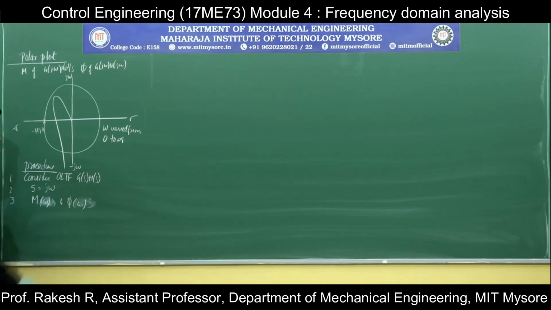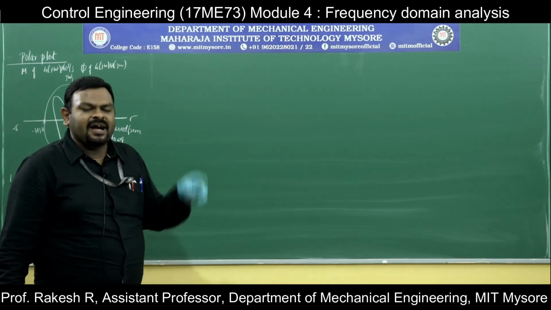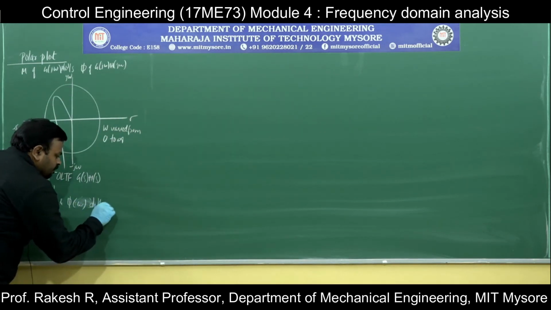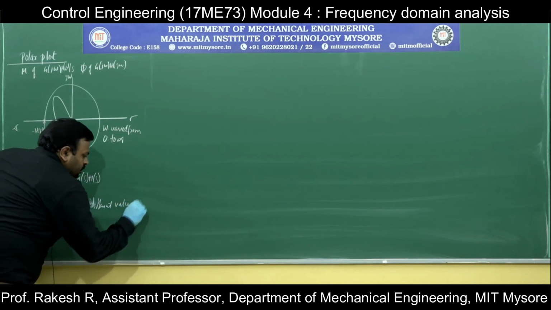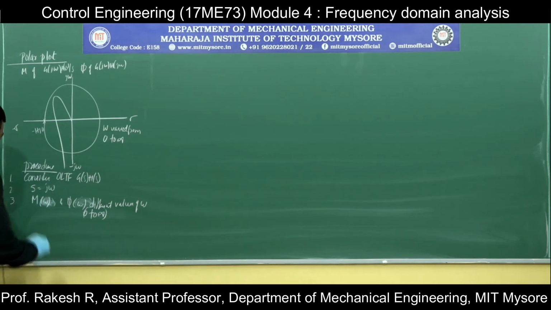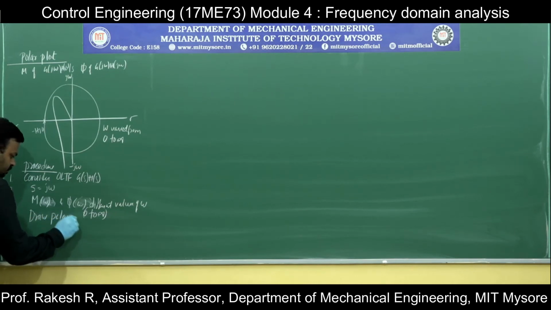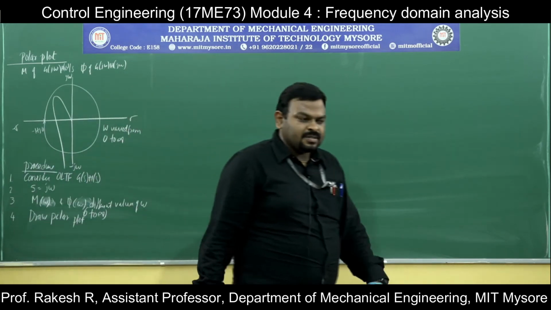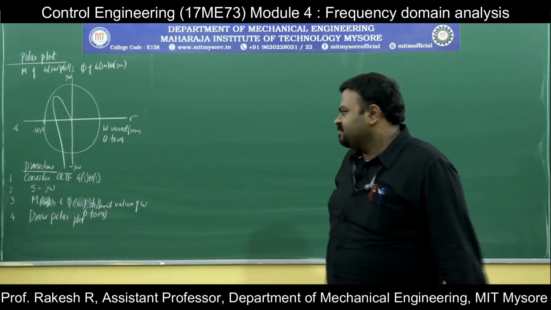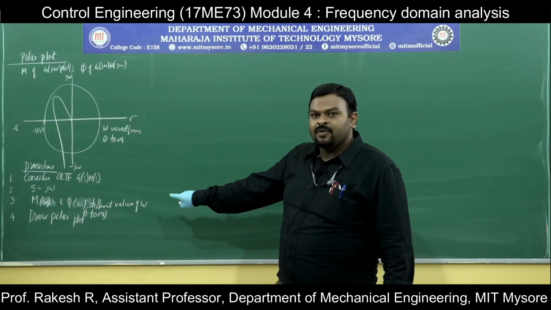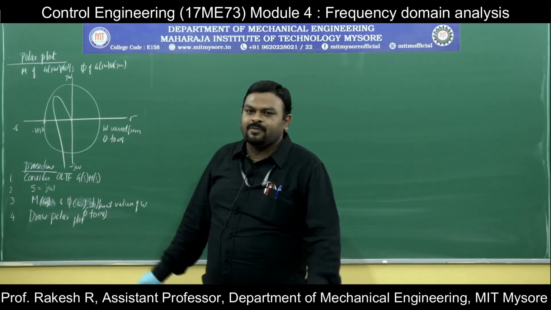After locating the magnitude and phase angle for different values of omega ranging from 0 to infinity, you draw the polar plot. For this, you will be having 8 marks. Sometimes it might be asked or may not be asked. We cannot say what exactly the question paper will be like. So, this is the actual procedure.